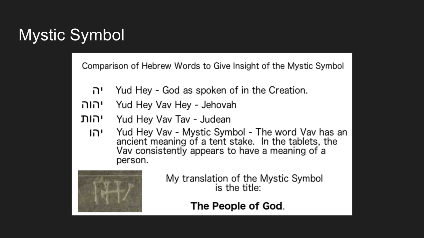Now, if you've ever heard of the Bat Creek Stone, you hear that the Hebrew scholars translate the Bat Creek Stone as being for the Judeans, Yod He Vav Tav, which means Judean. Now, as I looked up Yod He Vav in the Hebrew dictionary, I came to learn that it is not in the Hebrew dictionary. However, the word Vav has an ancient meaning of a tent stake. So in a sense, you could say that a translation of Yod He Vav is actually the stake of God. However, in the Michigan tablets, what I've found is that the Vav consistently appears to have the meaning of a person. Therefore, I give a different translation of the mystic symbol. I believe that it means the people of God.